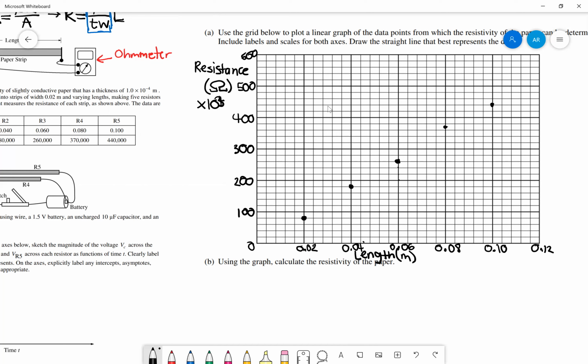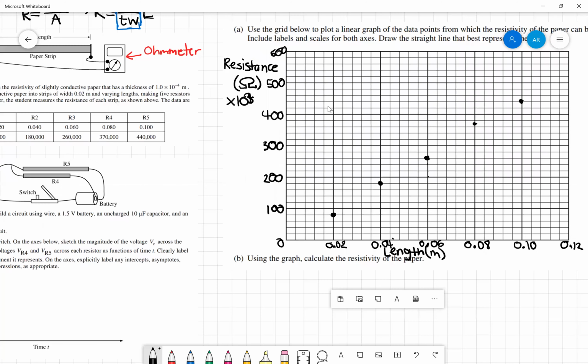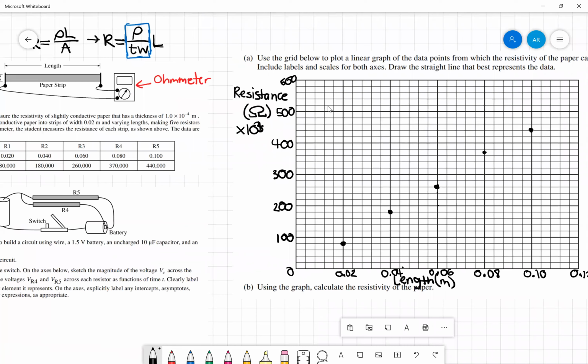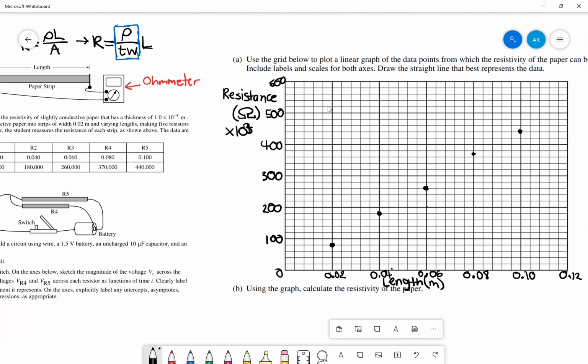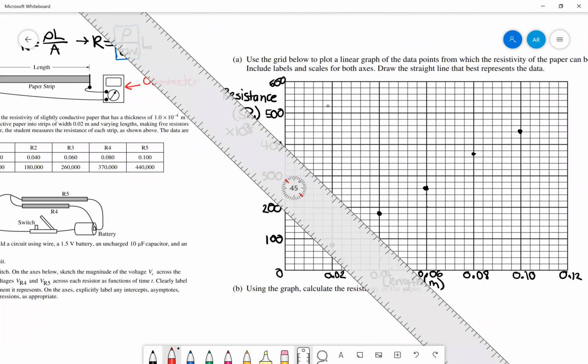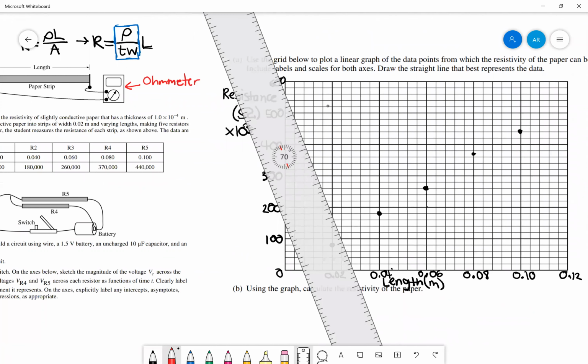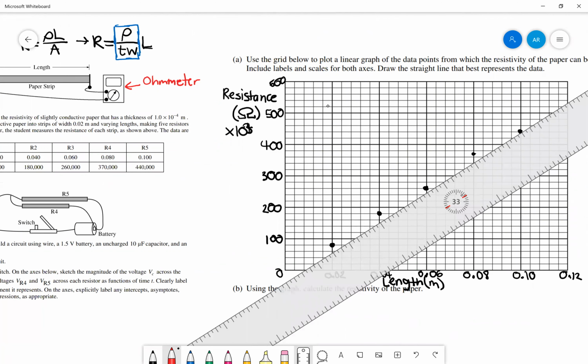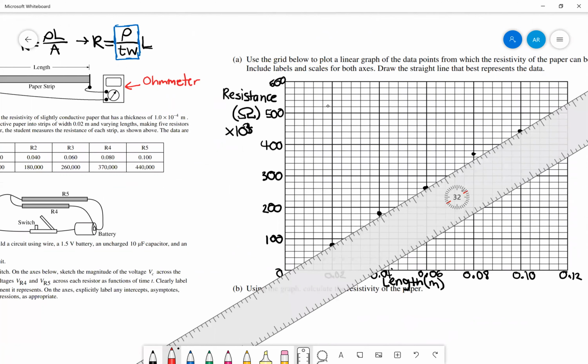Okay, so these are all of our points. What I need to do is draw the straight line that best represents the data. We're going to use a red pen for this to make the line more visible, and use the ruler. Let's see, how can we draw a line that sort of hugs all of these points?